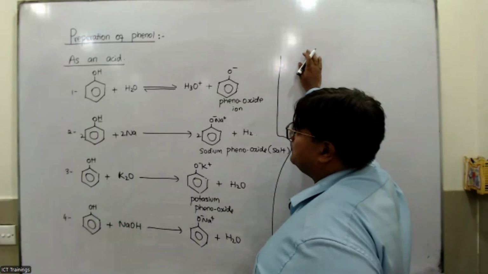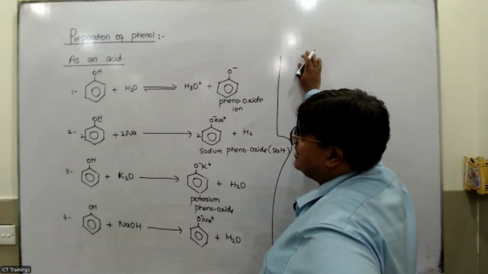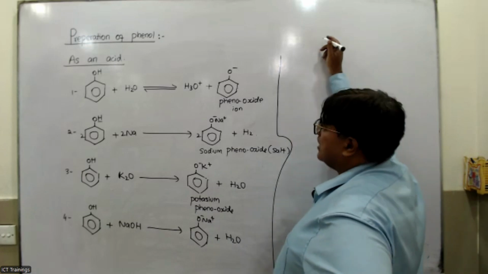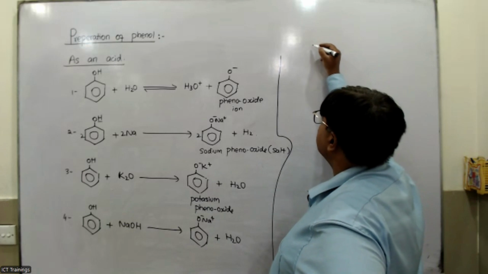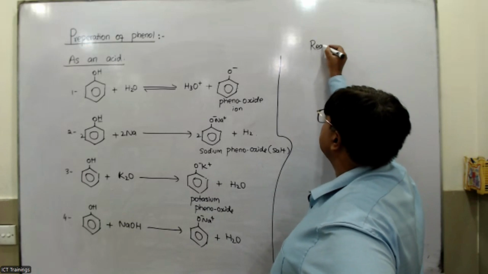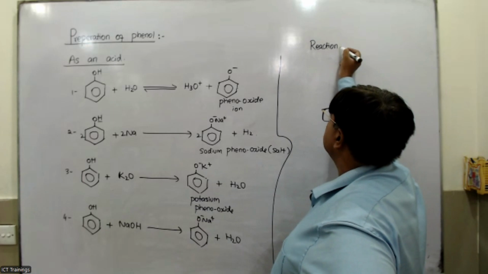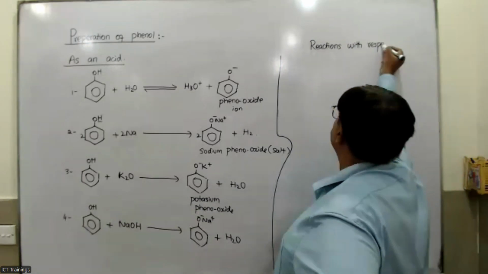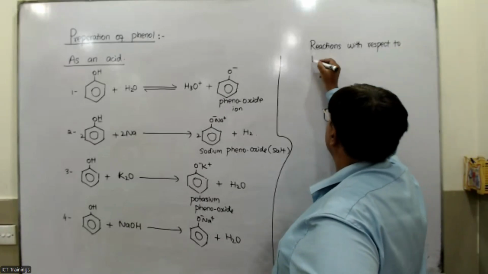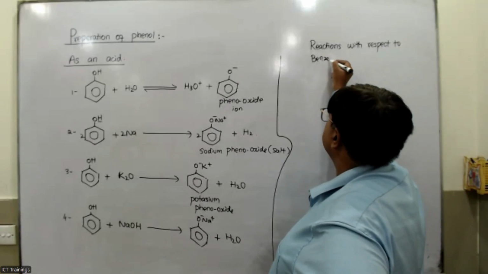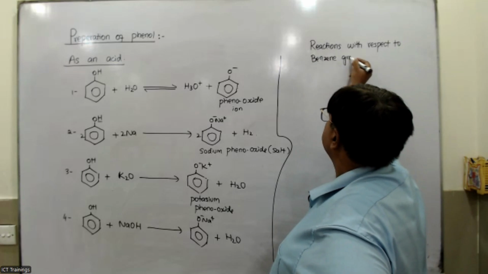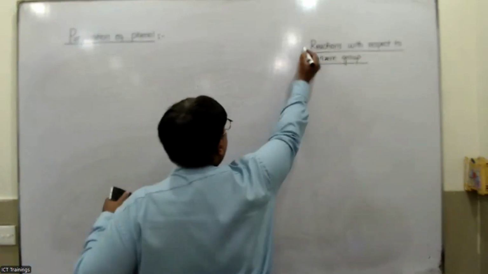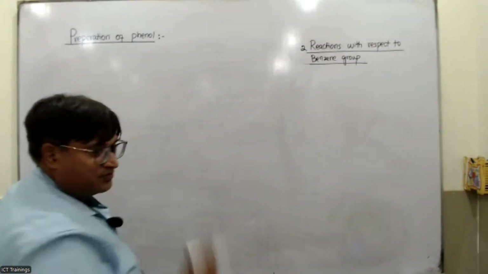The next reactions of it. These reactions are as an acid. The reactions of phenol as an acid. Now we are going to start its normal reactions. Reactions with respect to benzene group. So these are the second reactions with respect to benzene group.